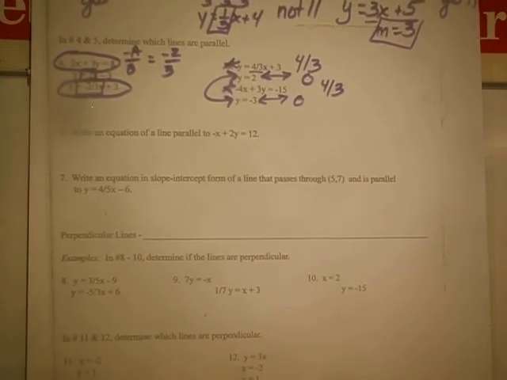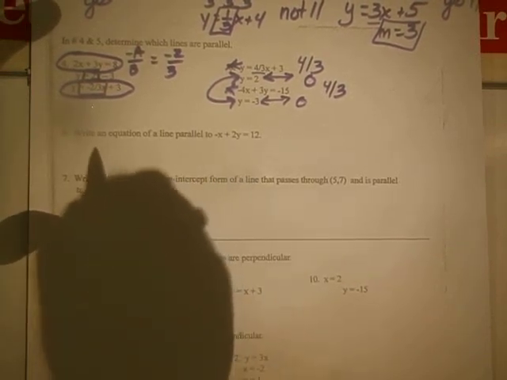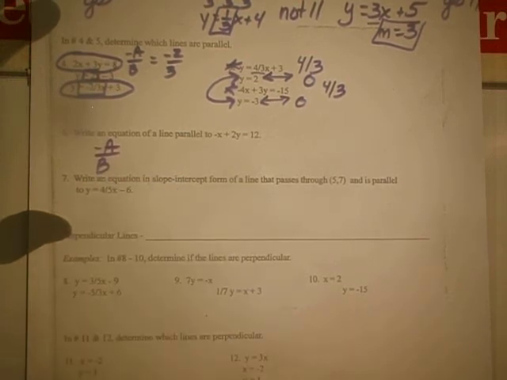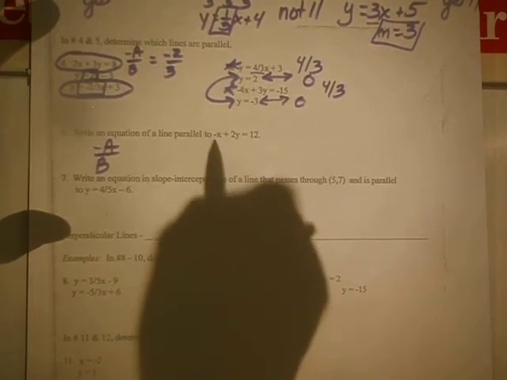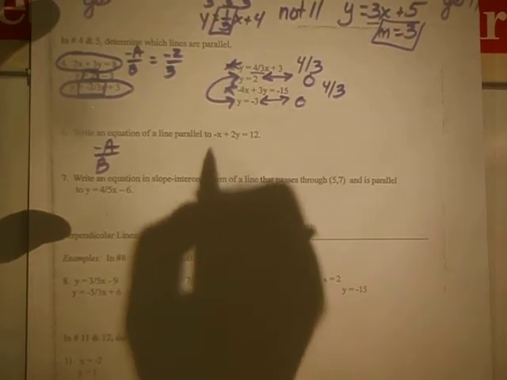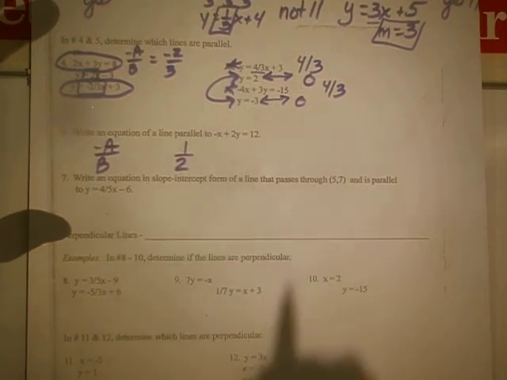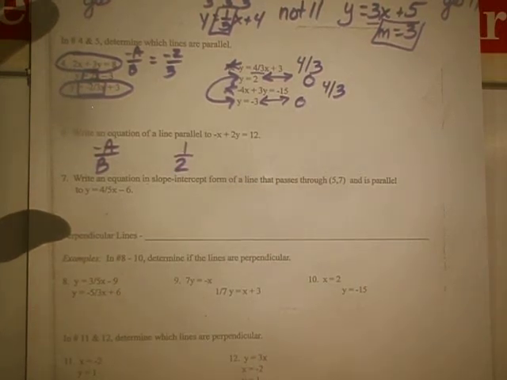Number 6, write an equation of a line parallel to x plus 2y equals 12. We need to find the slope of this line. To find the slope, we are going to use the negative a over b formula. That's from standard form. The opposite of negative 1 is 1. The b is 2. So the slope of this line is 1/2.